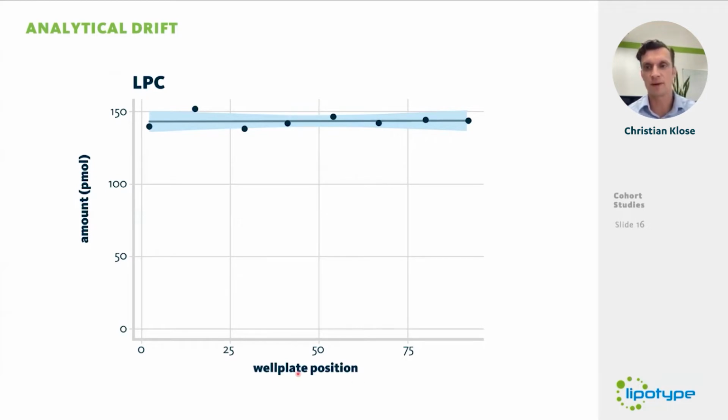And this we can achieve by checking the lipid amounts here on the y-axis, depending on their position on the 96-well plate, which is depicted here on the x-axis. Ideally, the lipid amount remains the same no matter when the sample was analyzed, as it is shown here. So usually we get a nice straight line showing us that values don't drift over the time the plate is analyzed.